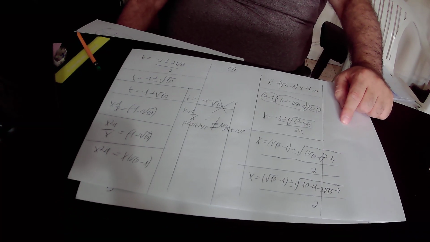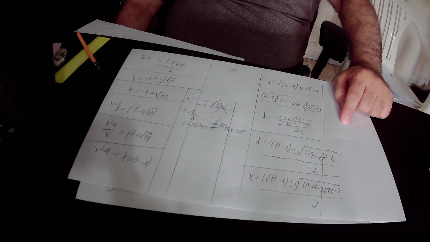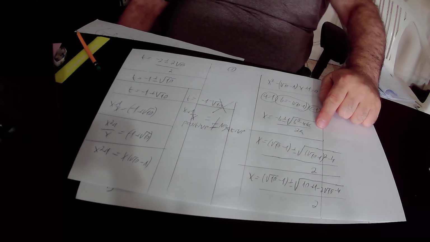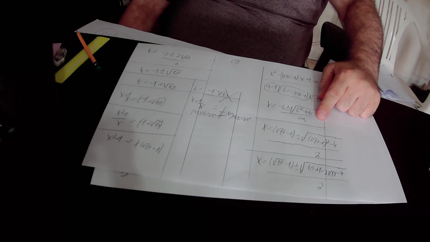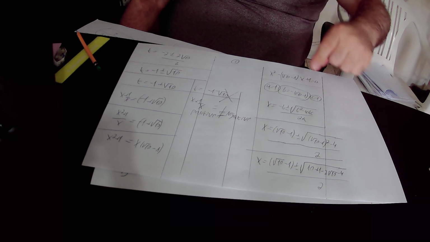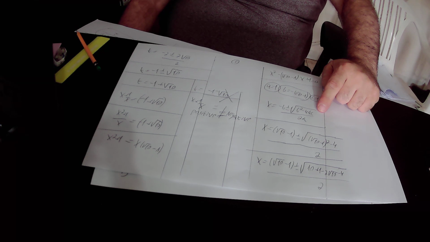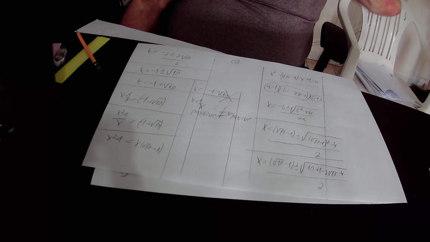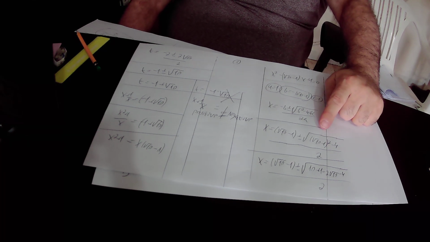Here a equals 1, b equals minus (square root of 10 minus 1), and c equals 1. And the solution to the quadratic equation is x equals minus b plus or minus square root of b squared minus 4ac, all over 2a. So we put the data inside this general solution for x, and we got that x equals minus b.